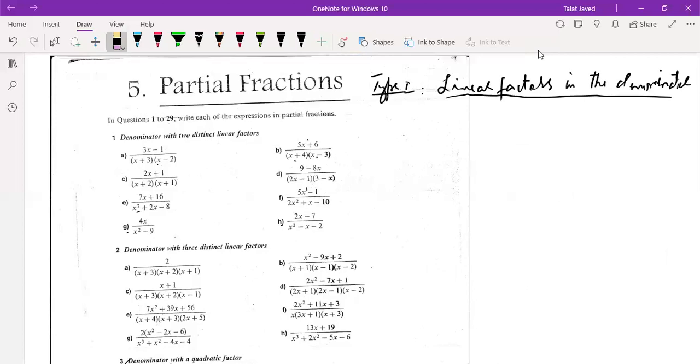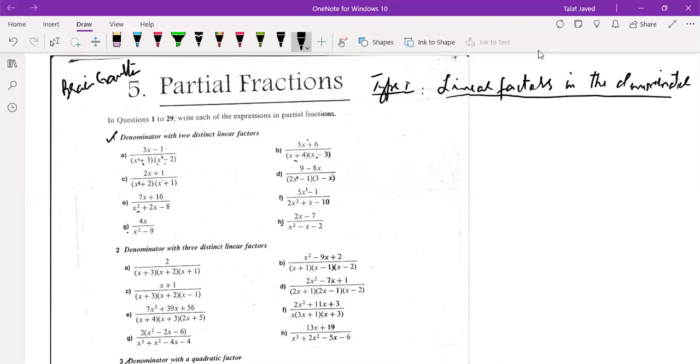So linear factors in the denominator, you can see from this book. This is the exercise textbook from Brian Seager. So the first question, you can see question number 1. All the factors in the denominator are linear. Linear means the maximum power of the variable in this question is 1.